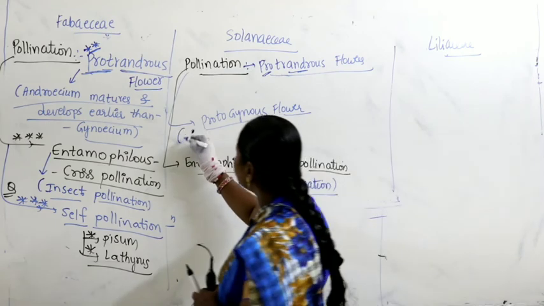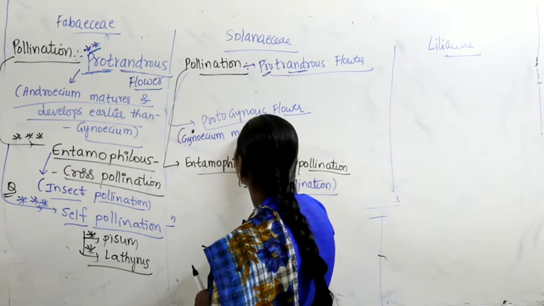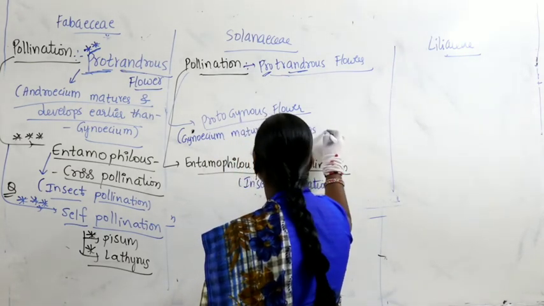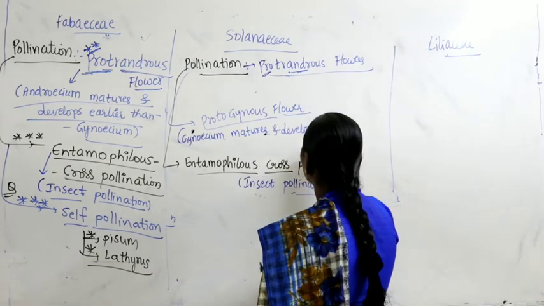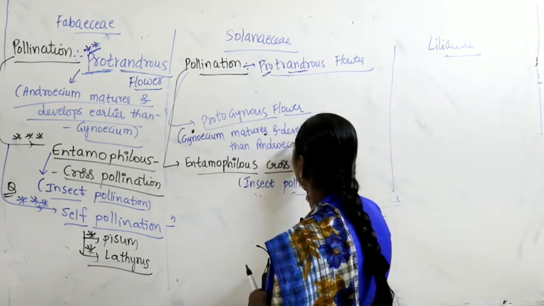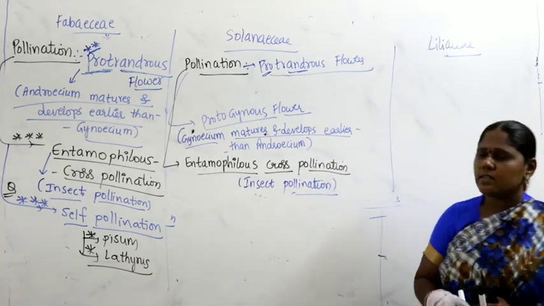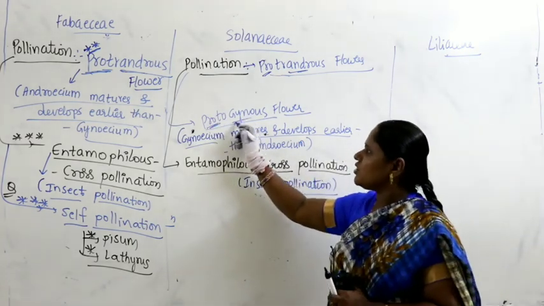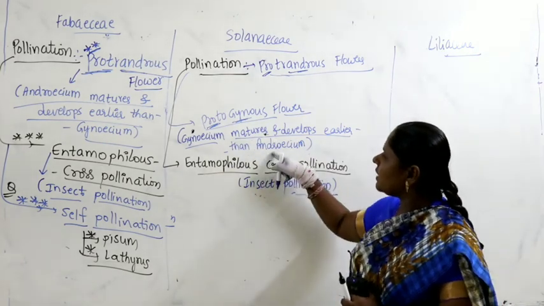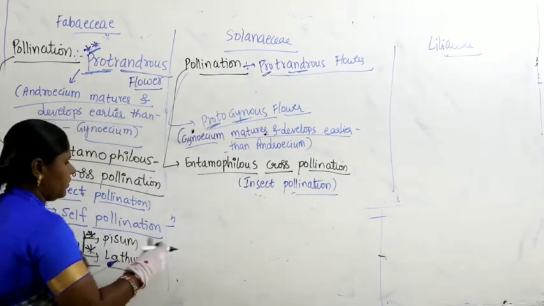So here what we say, gynoecium matures and develops earlier than androecium. What's the meaning of this? Protogynous, proto means first. First who? Gynoecium. So if gynoecium matures and develops earlier than androecium, it is called as what? Protogynous.